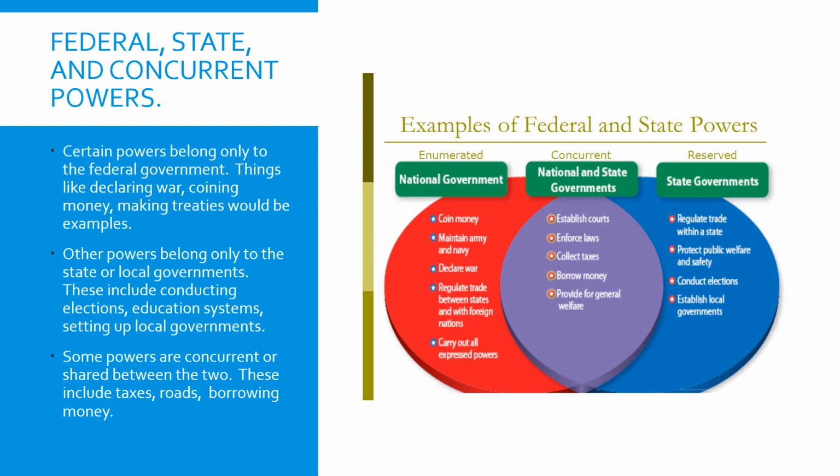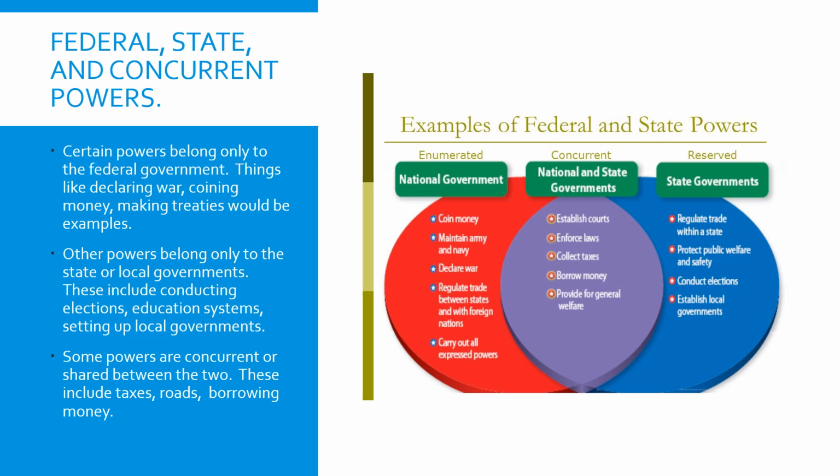Okay, let's talk about the sharing of power between the federal, state, and local governments. Now, certain powers definitely belong to the federal government. We've talked about those in a previous slide. Things like declaring war and coining money are things that only the federal government can do. States can't decide they're going to make their own money. States can't decide they're going to declare war. That's not a power given to them. That's a power only given to the federal government.